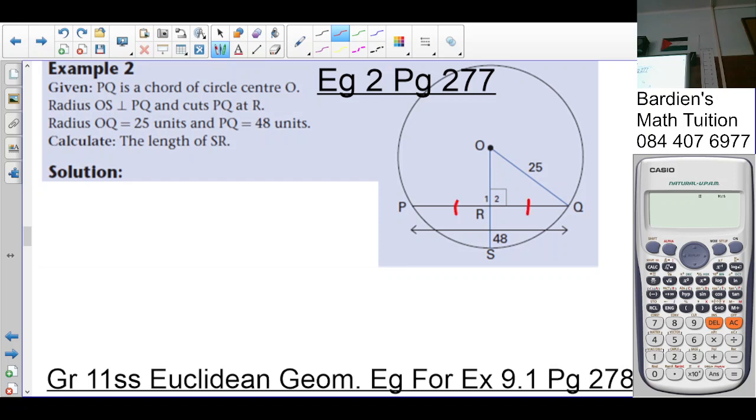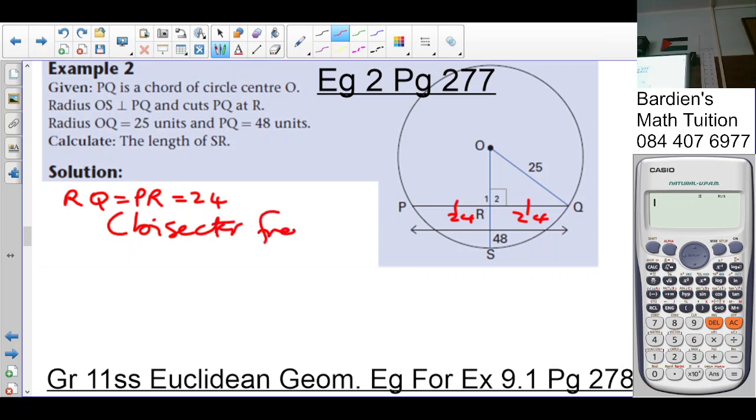We're going to say that RQ is equal to PR, which is equal to 24. Why is that 24? It's not given. I just told you earlier on the theorem. What's the theorem? Bisector from center to chord.